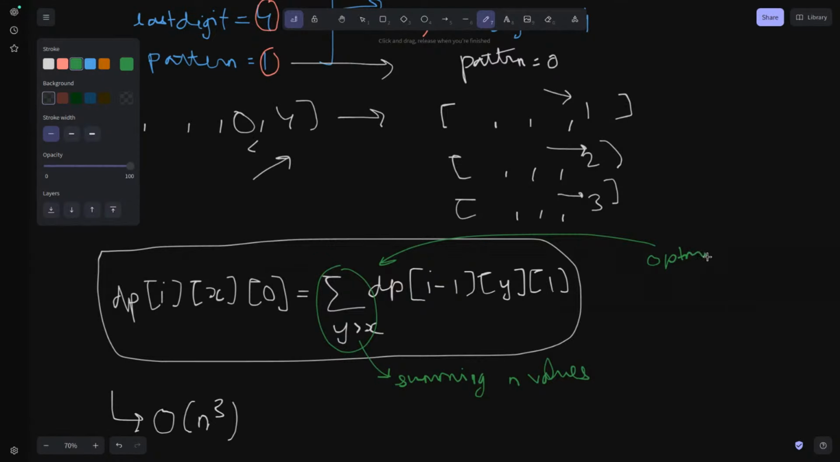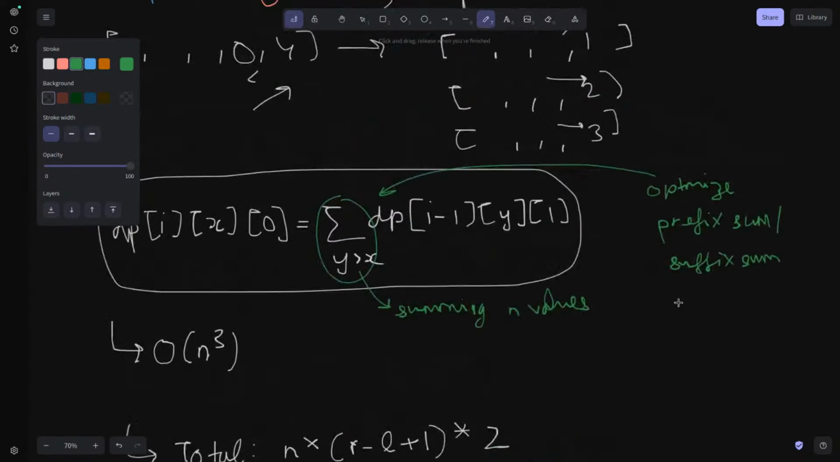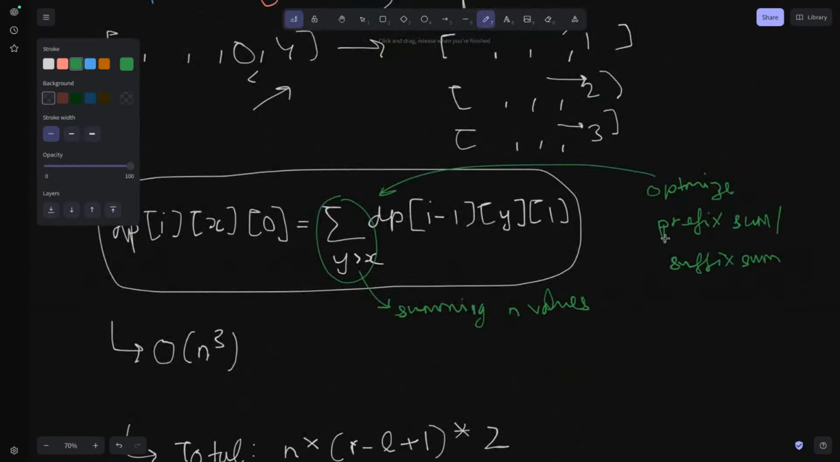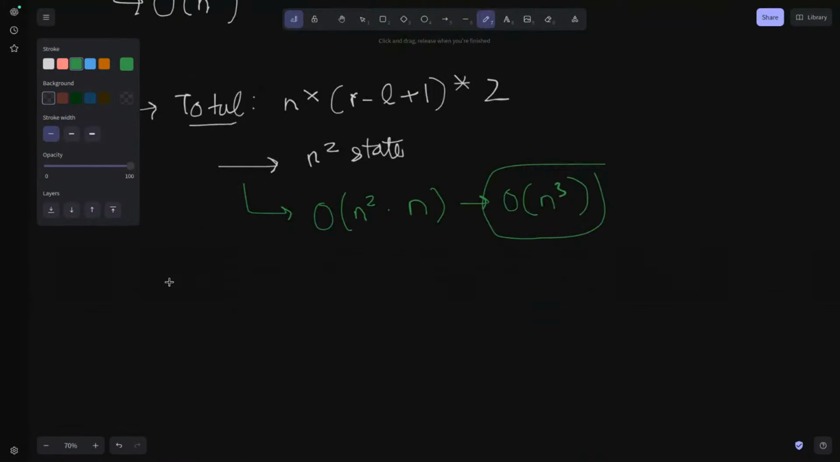We can optimize this by maintaining a prefix or suffix sum, right? In fact, we don't need to create the array. We just need one variable while updating, which can store the current prefix sum or current suffix sum. So instead of taking big O of n to do this sum, we can just find this sum in big O of 1. I'll show you the code, then it'll make more sense. So by using prefix sums or suffix sum kind of optimization, we can reduce the time complexity to big O of n squared.